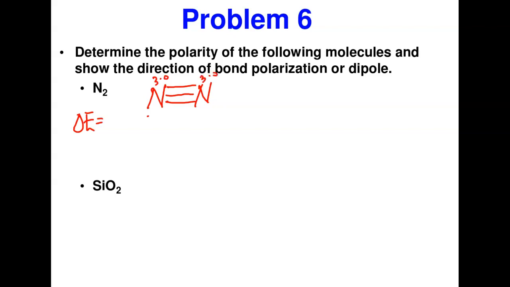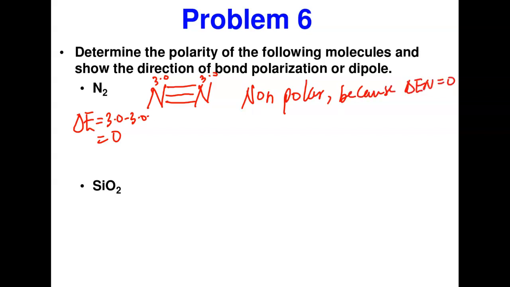This is 3.0. If you do the difference, 3.0 minus 3.0 is going to give you 0. So there's no bond polarization in this molecule because it's symmetrical. So this molecule is non-polar. And the reason why it is non-polar is because the change in EN is equal to 0, or you can say it is symmetrical. It has 2 atoms on both sides.